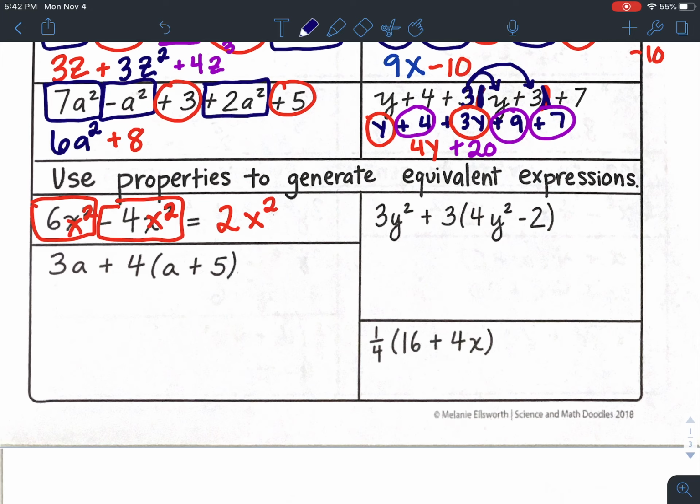The next one that I have, I'm going to do underneath. I have 3a plus 4 times this a plus 5. So again, when I have a number that is touching the parentheses with no sign in the middle, we are going to multiply that. We're going to distribute the 4 to the a. We're going to distribute the 4 to the 5. We're multiplying that. So now I have 3a plus 4 times a gives us 4a plus this positive 4 times a positive 5 gives me positive 20.